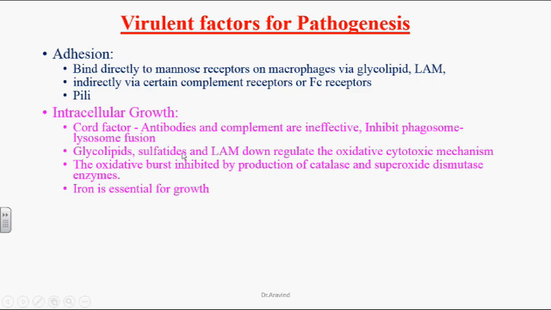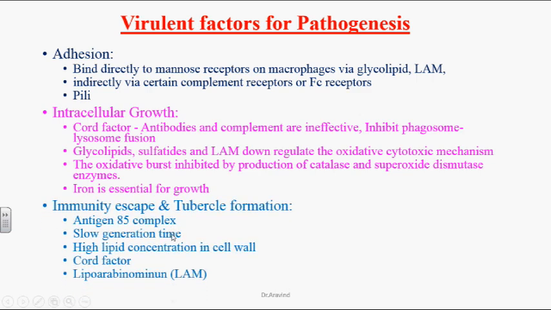Glycolipids, sulfatides and LAM downregulate the oxidative burst mechanism, the oxidative cytotoxic mechanism of phagocytes, and these organisms can produce catalase and superoxide dismutase enzymes. By producing catalase and superoxide dismutase, they inhibit the oxidative enzyme killing inside the phagosome. And whenever these organisms want to replicate, they require iron. This iron will be taken from the host with the help of siderophores.